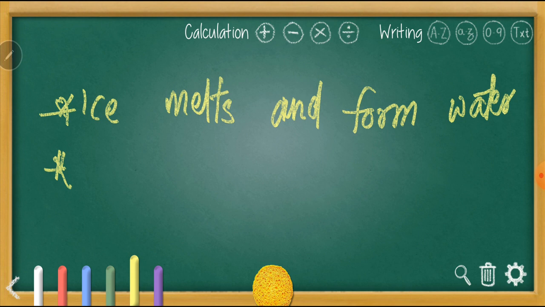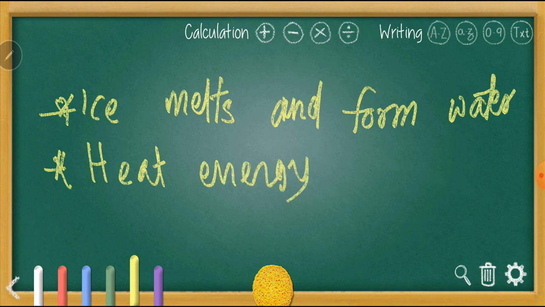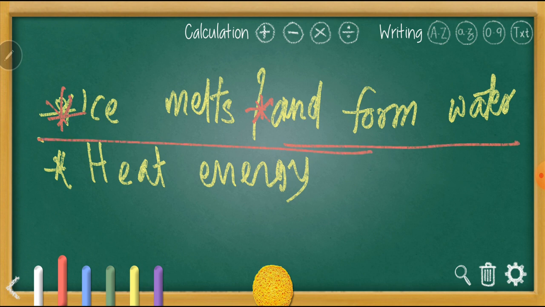Which form of energy was utilized by ice to undergo the change? Which energy is used? Heat energy. Which is that? Heat energy. Okay. So you need to write ice melts. That is the first point. Two points need to be written. First point is ice melts. Second point is it forms water, or it is changed into water.